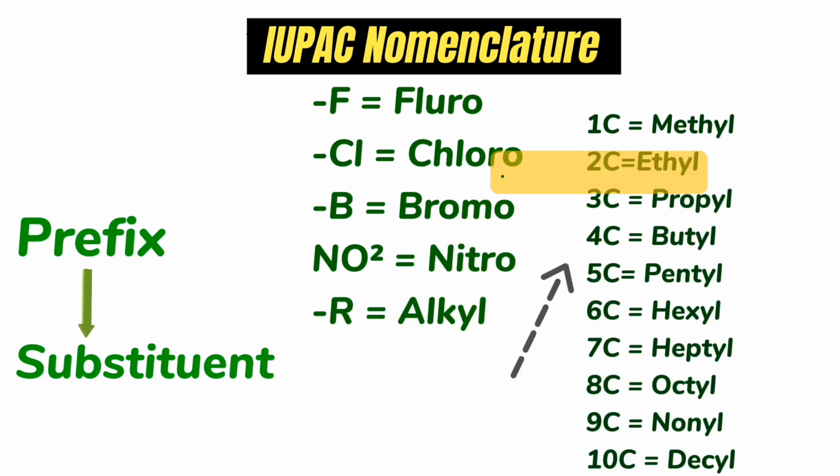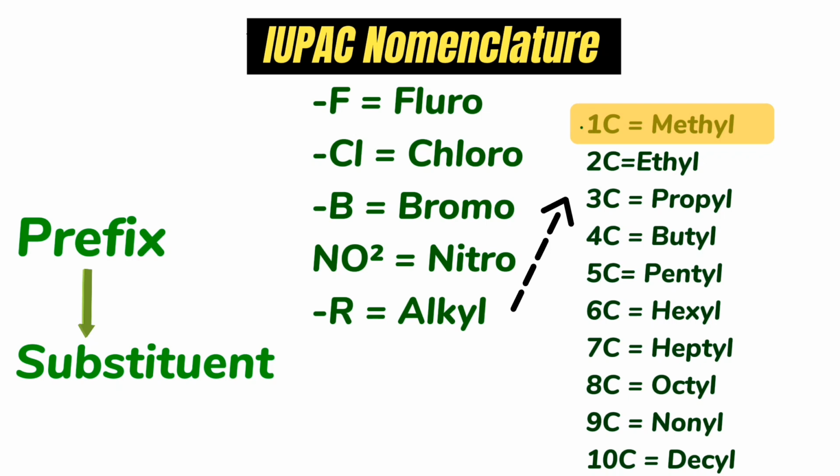Now, if R has one carbon, the prefix is methyl. If R has two carbons, the prefix is ethyl. If R has 5 carbons, the prefix is pentyl, and so on. There are many other substituents which have their respective prefixes; you will learn them with practice.